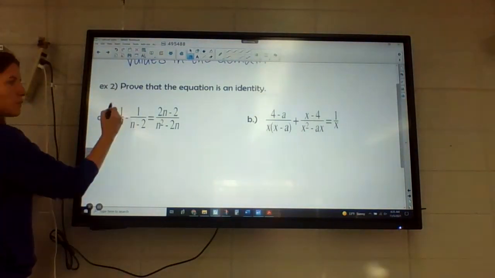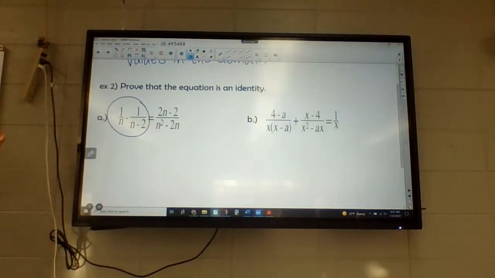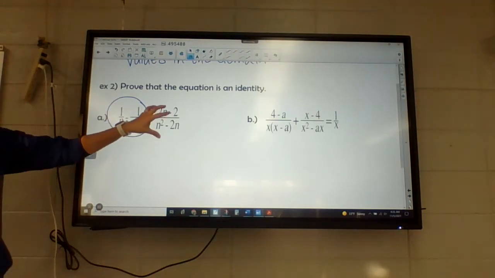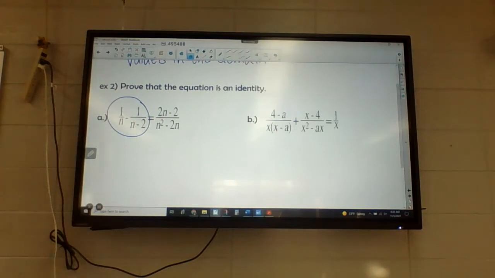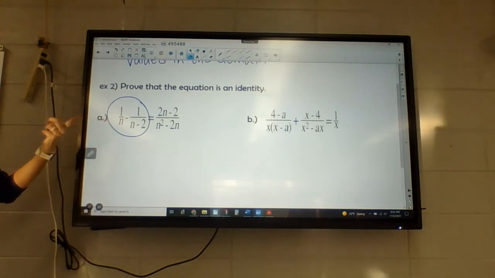So I'm going to work on this side and try to make it match the other side, because I think breaking this up as two subtraction problems is a little bit more difficult. Making it look the other way makes more sense to me. So I need a common denominator.